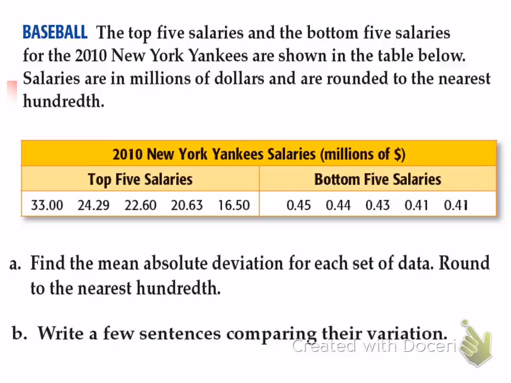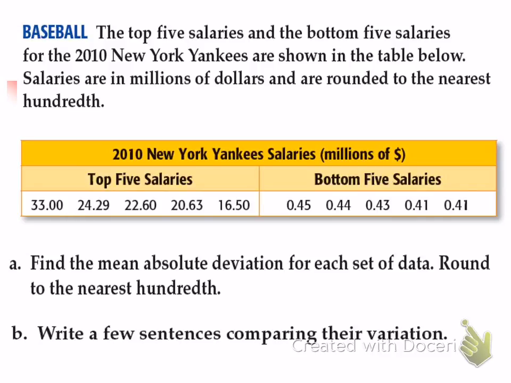In our next example, we will be interpreting the mean absolute deviation to talk about the variation of two different sets of data that are related. Our baseball example says the top 5 salaries and the bottom 5 salaries for the 2010 New York Yankees are shown in the table below. Salaries are in millions of dollars and are rounded to the nearest hundredth.